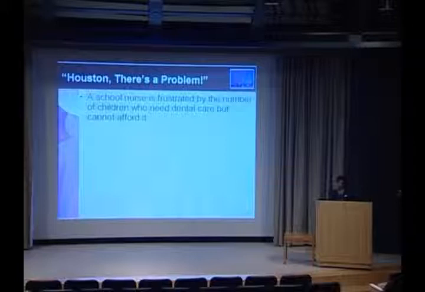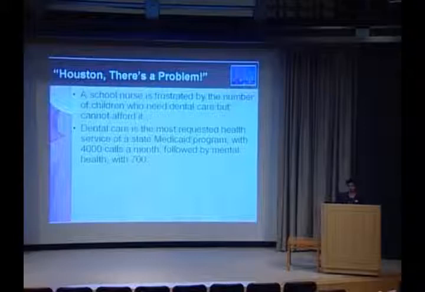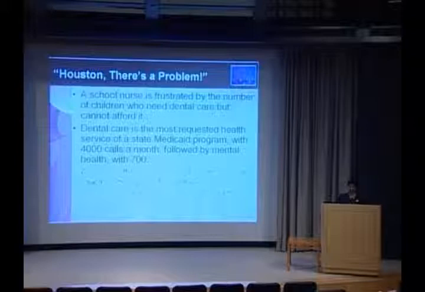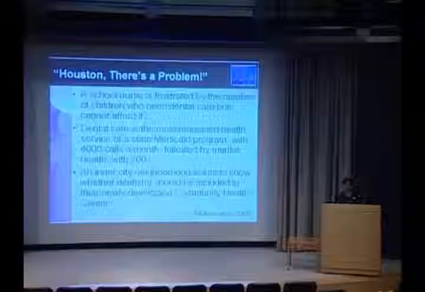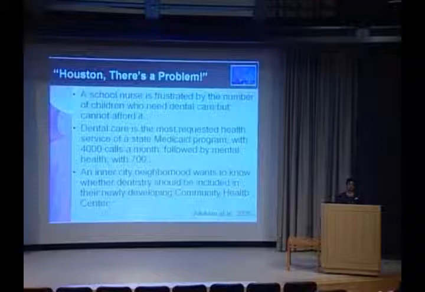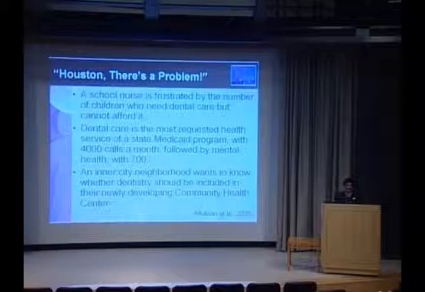The problem goes on. A school nurse is frustrated by the number of children who need dental care but cannot afford it. Dental care is the most requested health service of a state Medicaid program with 4,000 calls a month, followed by mental health with 700. If you look at this, it's almost seven times the number for mental health, which is quite a lot. An inner city neighborhood wants to know whether dentistry should be included in their newly developing community health center. These are all examples used by Dr. Myron Aloukian in an article in the journal The Dental Clinics of North America, published in 2008. But all these examples could happen in your community, could happen anywhere. And I think we really need to address this problem.